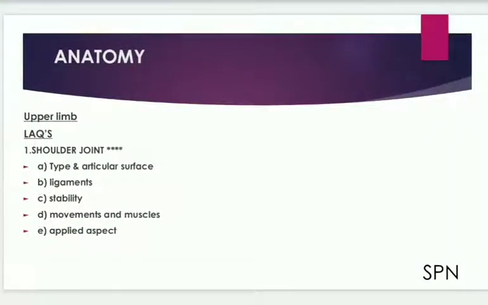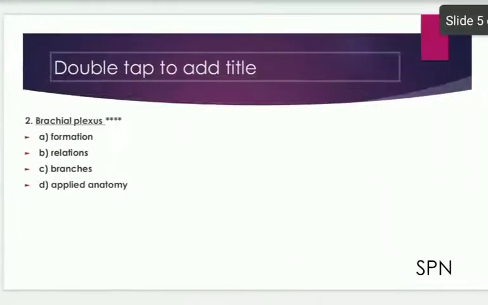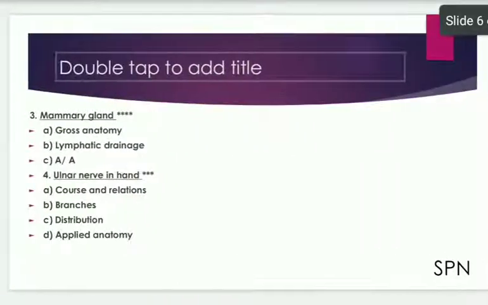Coming into the anatomy, volume wise, upper limb, shoulder joint. In shoulder joint, they can be asked as A, B, C, D, E: type and articular surface, ligaments, stability, movements and muscles, applied aspect. Next, brachial plexus, the most important: formation, relations, branches, applied anatomy.